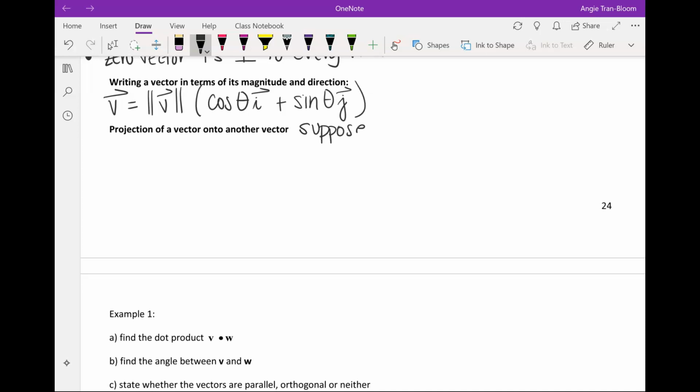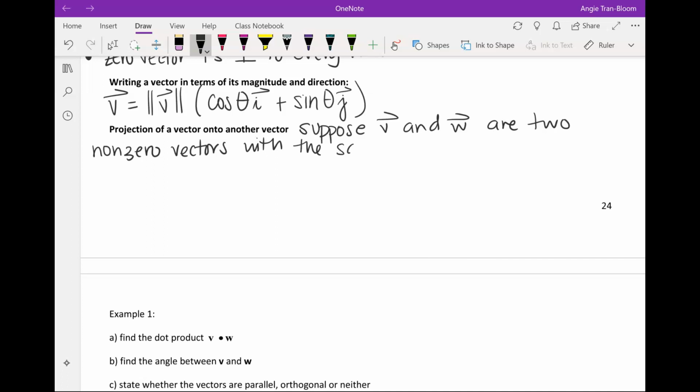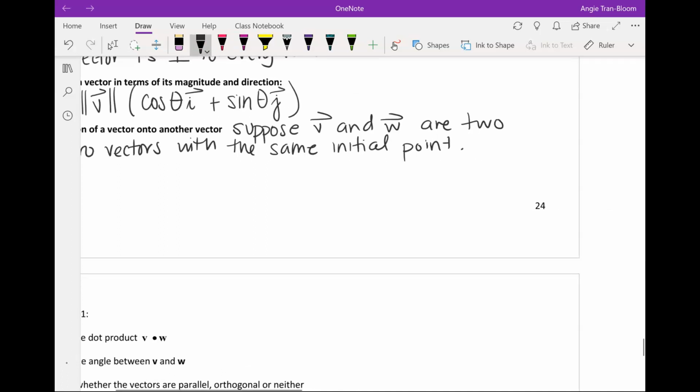Suppose vector v and vector w are two non-zero vectors with the same initial point. Okay. So I'm going to graph this out. Every sentence we do, I'll just break that down for you. And again, don't copy it, just try to pay attention.